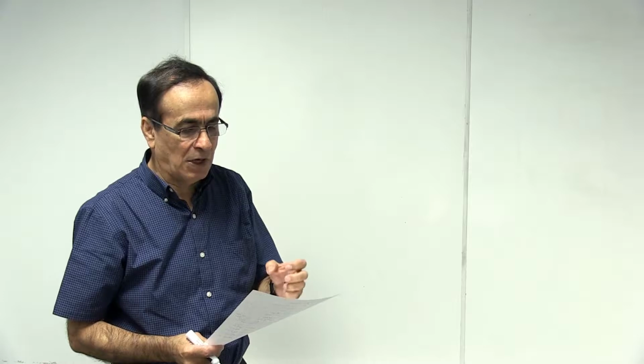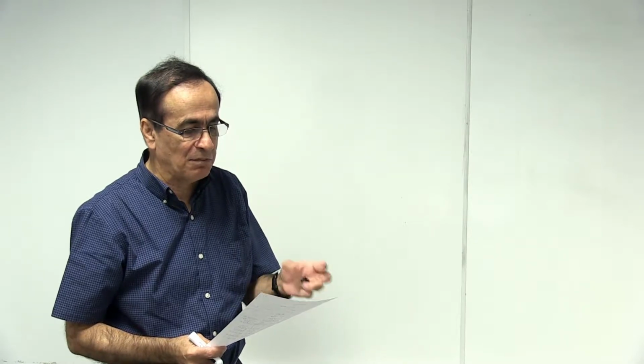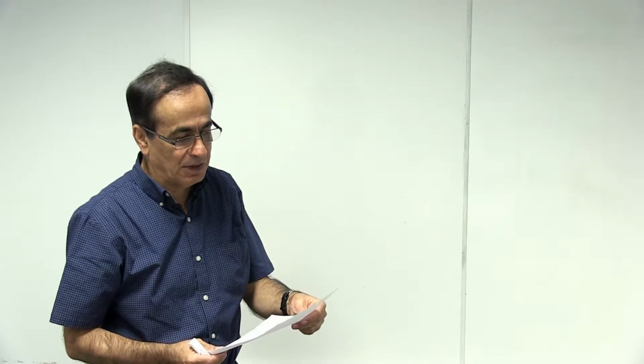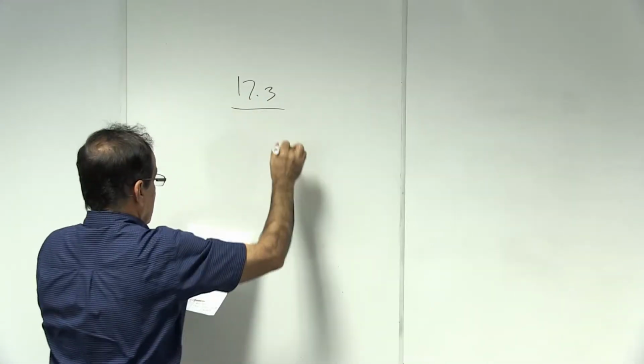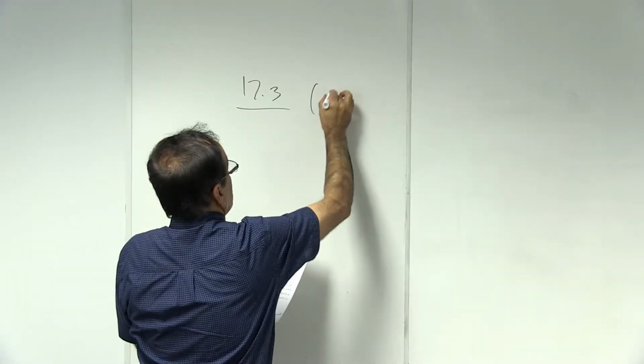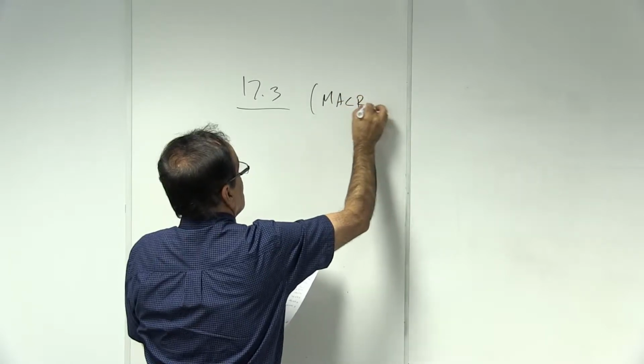For the next example, I'm going to use the same problem, but this time I'm going to use a different method of depreciation. I want to see what effect it is going to have on my rate of return here. So this is example 17.3. This time I'm going to use the modified accelerated cost recovery system.